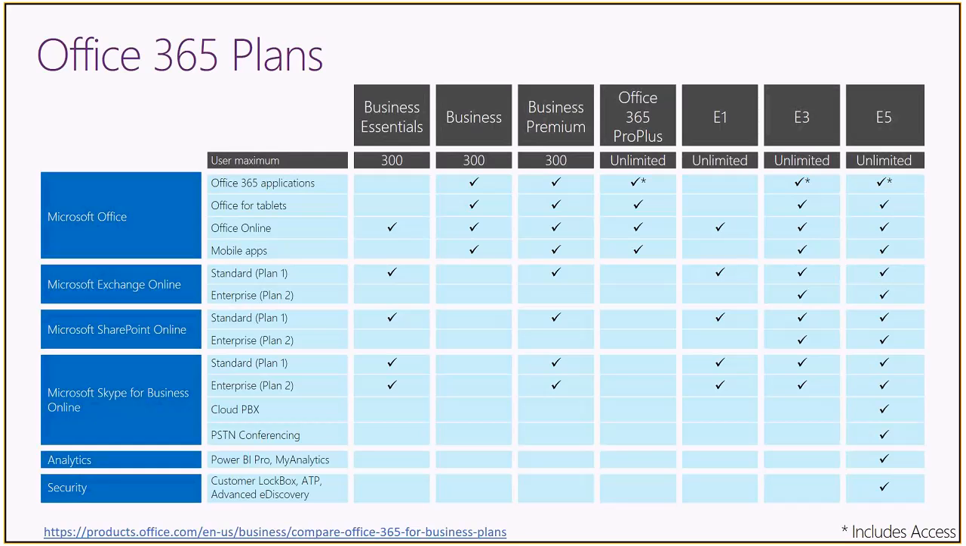So effectively, we can split these plans into 2 groups. On the left, we've got the business plans, and on the right, we've got the E, or the enterprise plans, and then the Office 365 Pro Plus sits in with those enterprise plans. Now, the first thing to see here, with the business plans, there is a user maximum of 300 users per plan, while the enterprise plans are unlimited.